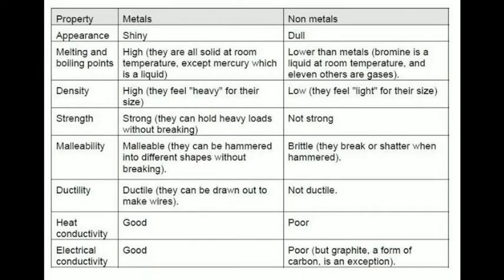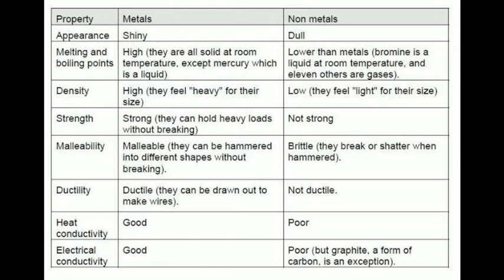Let's discuss about physical properties of metals and non-metals. But before starting physical properties, let's talk about some terms written below. First, appearance. Appearance means how a substance looks like. It is shiny or dull. Second one is melting and boiling point. The temperature at which a substance starts melting and boiling is known as its melting and boiling point. Third one is strength. Strength means any substance is how strong or how weak.